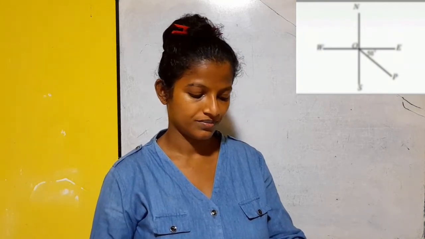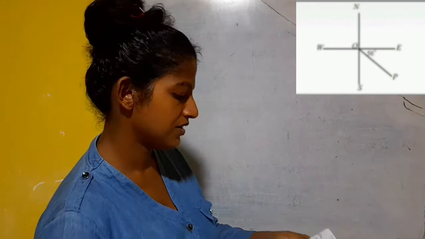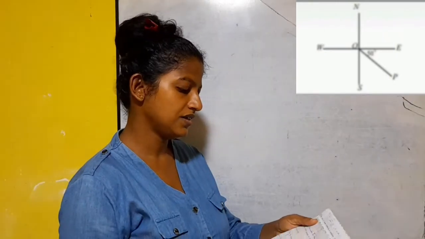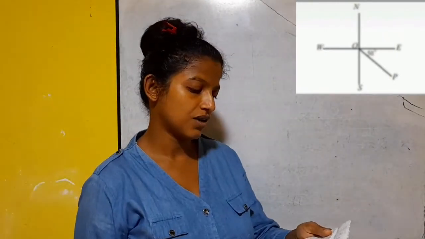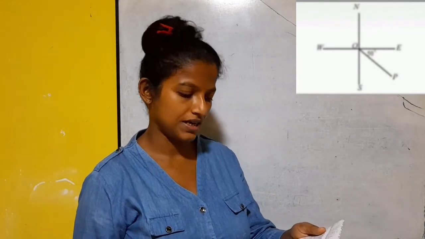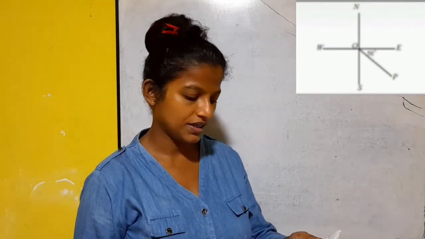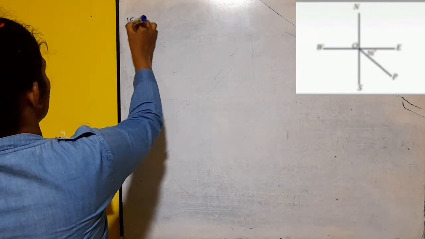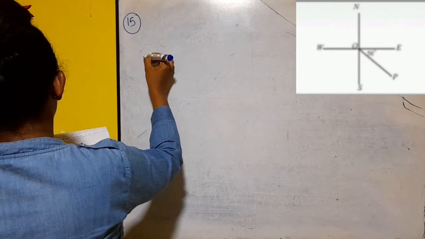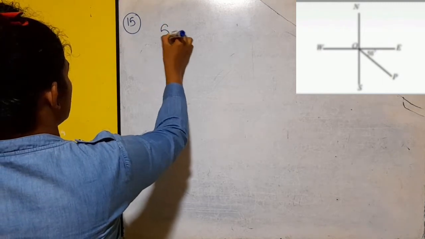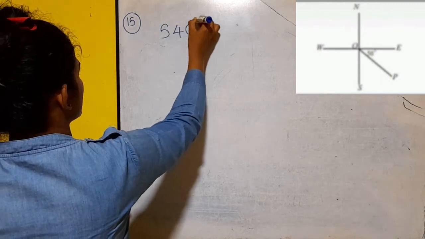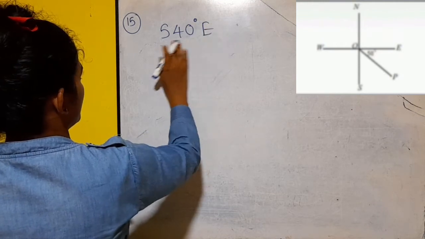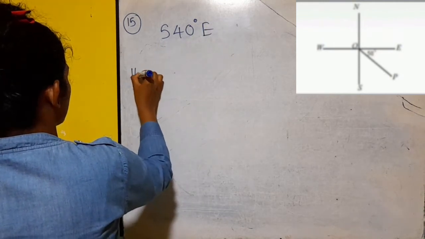15th question, find the direction of P from O. First you have to find the angle between the south direction and the OP line segment here. That is 40 degrees. So you can write the direction now. The direction of P from O is S 40 degrees east. South 40 degrees east. That is the answer.